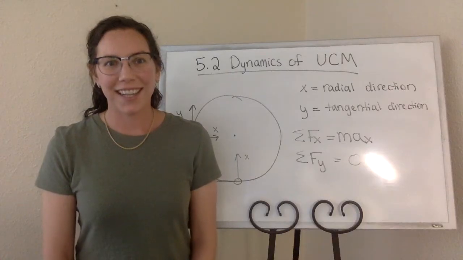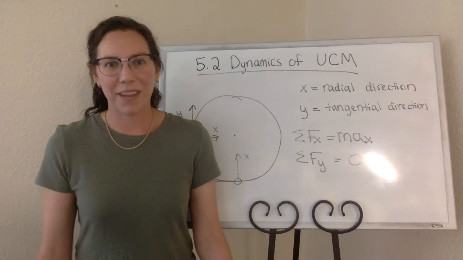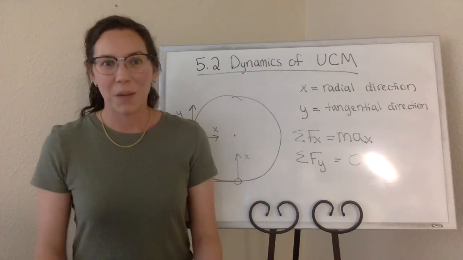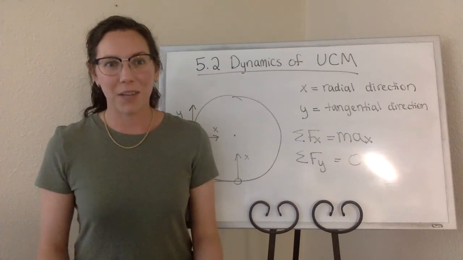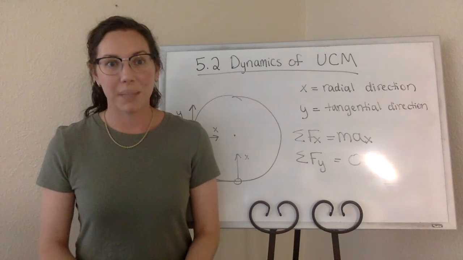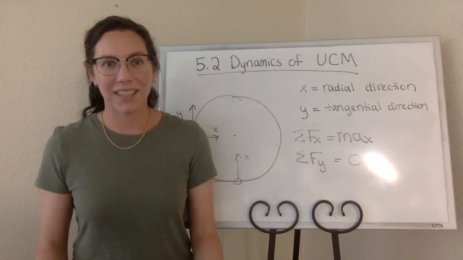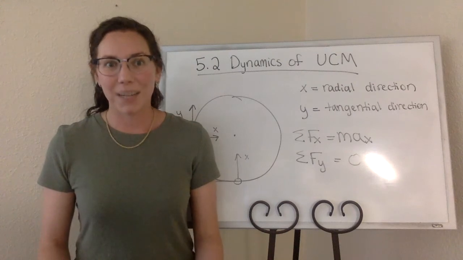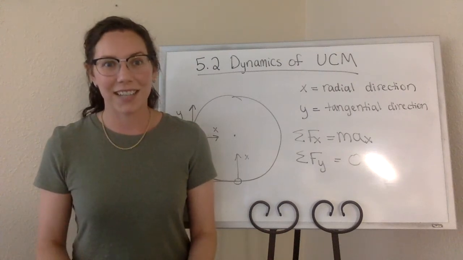Hi everyone! In this section we're going to look at one of my favorite topics, which is the dynamics of uniform circular motion. We've mentioned before that as an object is moving in uniform circular motion, it moves at a constant speed, but it's accelerating because the direction of its velocity vector is constantly changing. And this means that it has an acceleration that's directed towards the center of the circle.